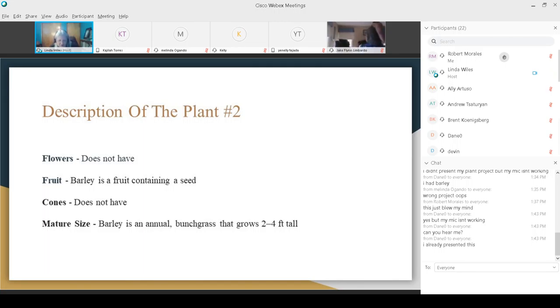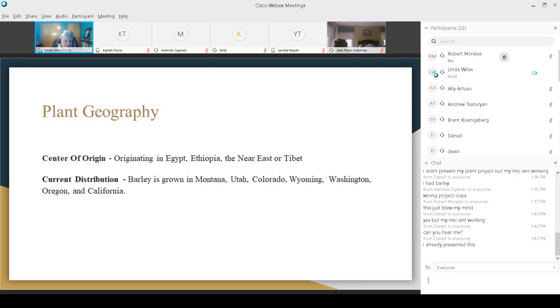It bunches together rather than being a spreading grass, and it's about 2 to 4 feet tall, depending on the variety that you pick. The center of origin is Egypt, Ethiopia, Near East, or Tibet. Current distribution is expanded. These are the states within the U.S. that are currently growing it.